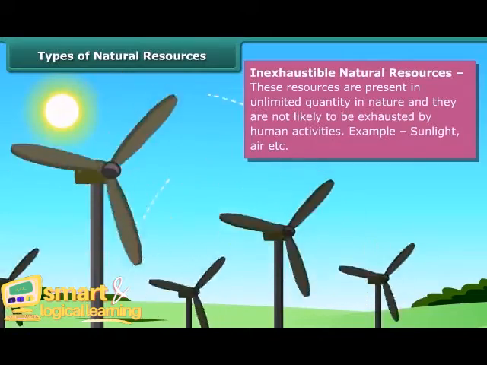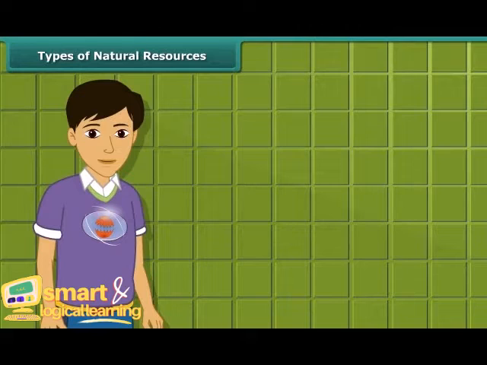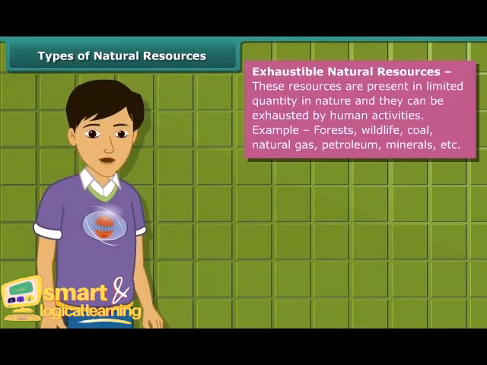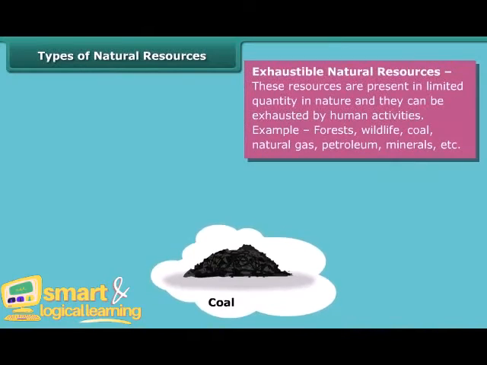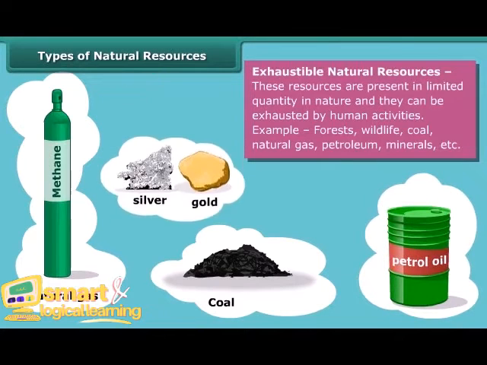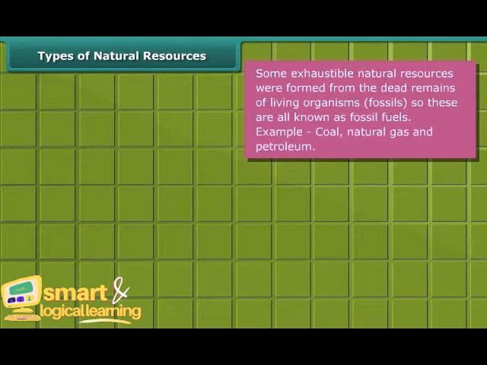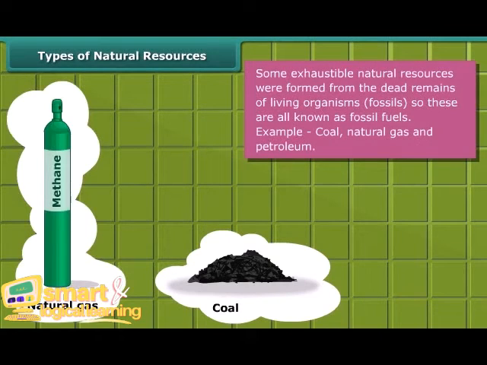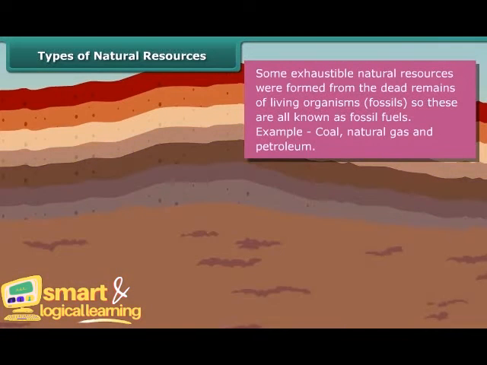Sunlight and air are examples of such resources. On the other side, the amount of exhaustible resources is limited and they can be exhausted by human activities and consumption. Forests, wildlife, coal, natural gas, petroleum, minerals are the examples of these resources. Do you know that some exhaustible resources like coal, natural gas and petroleum were formed from the dead remains of living organisms called fossils, and hence these are also known as fossil fuels.